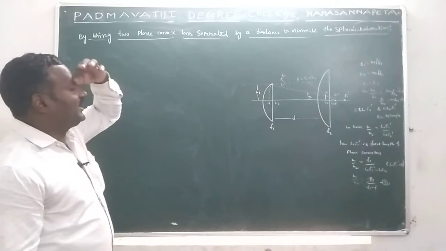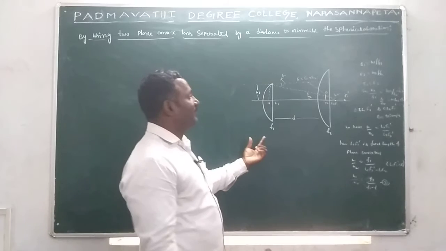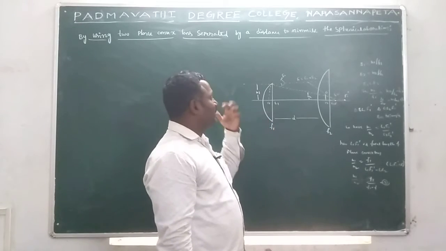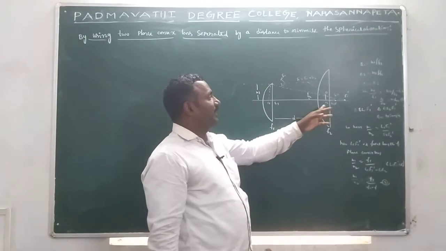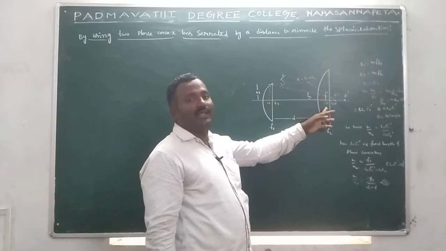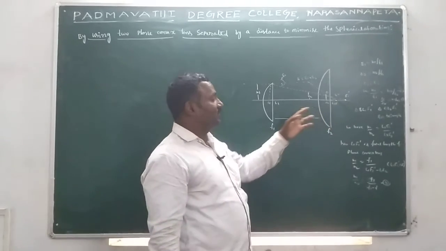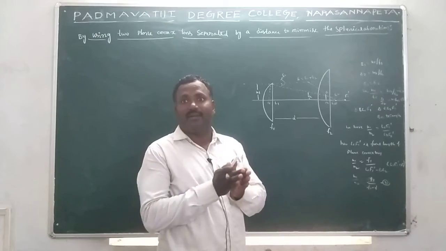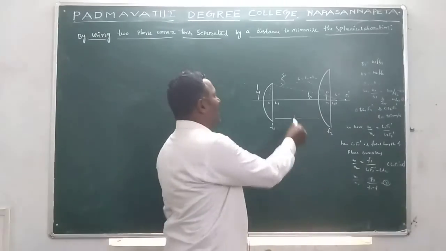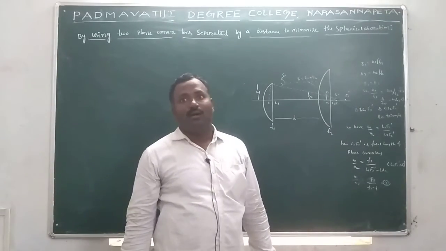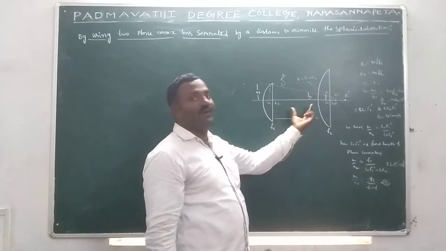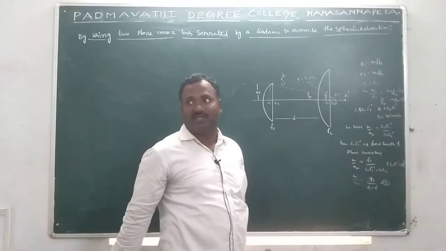Okay, so let us see. This is the figure. Here L1 and L2 are lenses having the same focal length, and these two lenses are separated by some small distance d, with unequal focal length and equal distance.